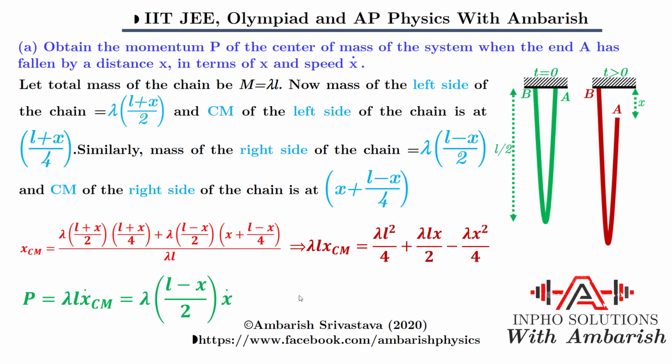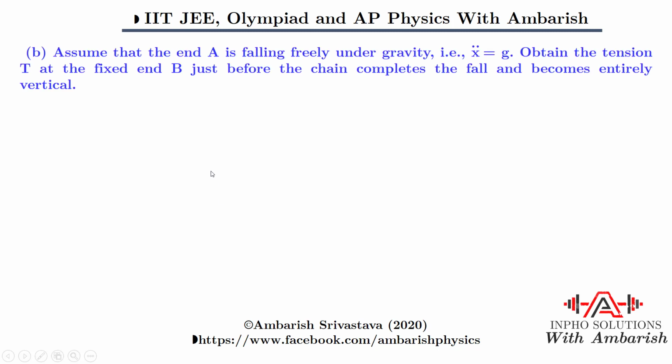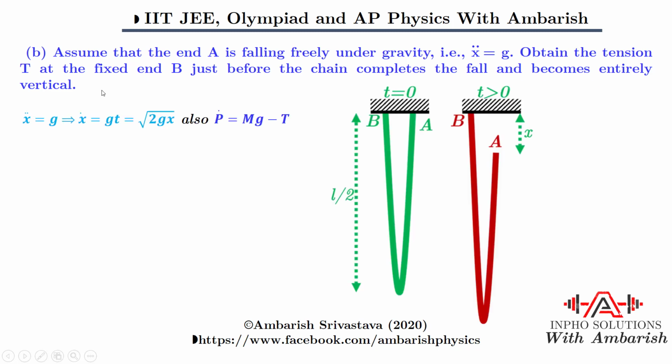Okay, now let's look at the next part. In the next part, assume that the end A is falling freely under gravity, that is x double dot is equal to g. Obtain the tension capital T at the fixed end B just before the chain completes the fall and becomes entirely vertical. So let's look at it. We are assuming that the right end is falling in free fall, so it's going down with g, and we have to obtain the tension at the end B. This is where I want the tension, just before the chain completes the fall and becomes entirely vertical.